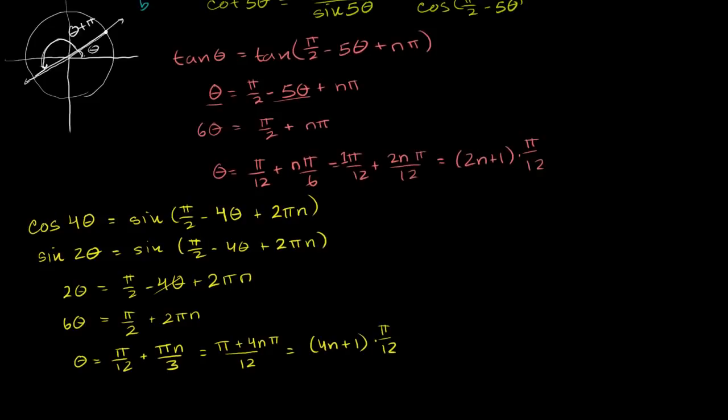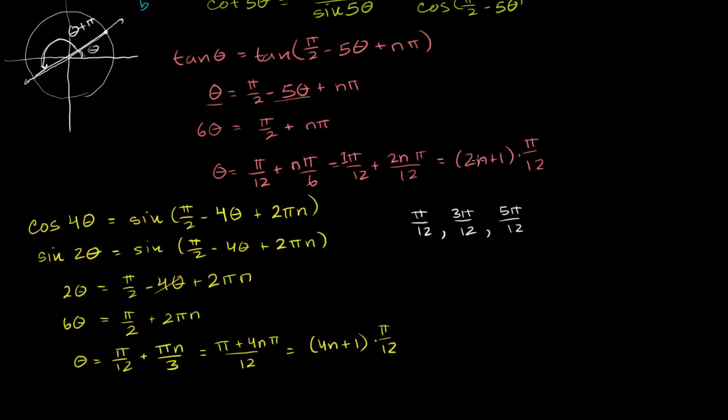So let's just count. Let's start at n equals 0, using this n up here. If n is equal to 0, we just have pi over 12. If n is 1, we get 3 pi over 12. If n is 2, we get 5 pi over 12. And we can't make n equal 3, because then this would be 7 pi over 12, which is greater than pi over 2. That's greater than 6 pi over 12, so we can't have that.